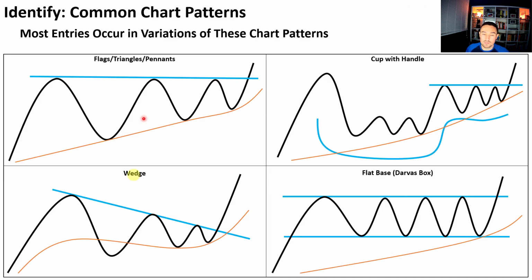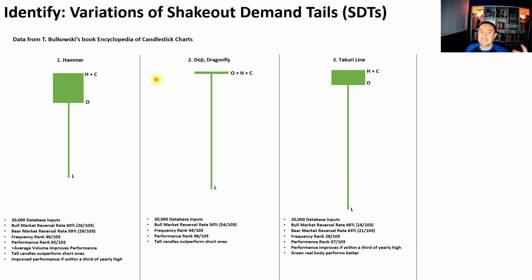So these are the common types of chart patterns that you're going to see throughout this presentation, the ones that I look for. Most entries occur in variations of these chart patterns. So that could be your flags, triangles, pennants, cup with handles, flat base, which is also known as a Darvas box, a wedge type pattern. These are the types of bases that I'm targeting, both in terms of daily charts, but I also like to see them on weekly charts as well. But I will drill down and look for that entry on a lower time frame, such as the daily chart, when it's sitting on key moving averages, and I get what I call an optimal candlestick for an entry candlestick.